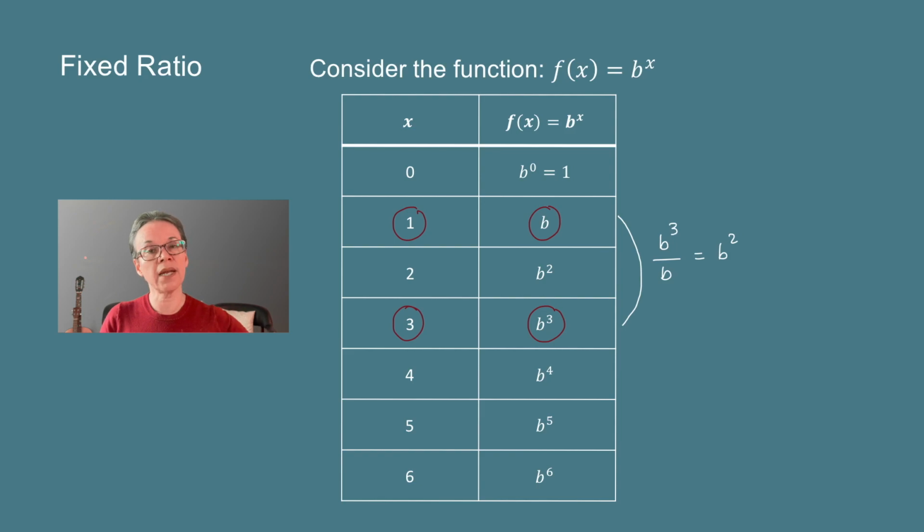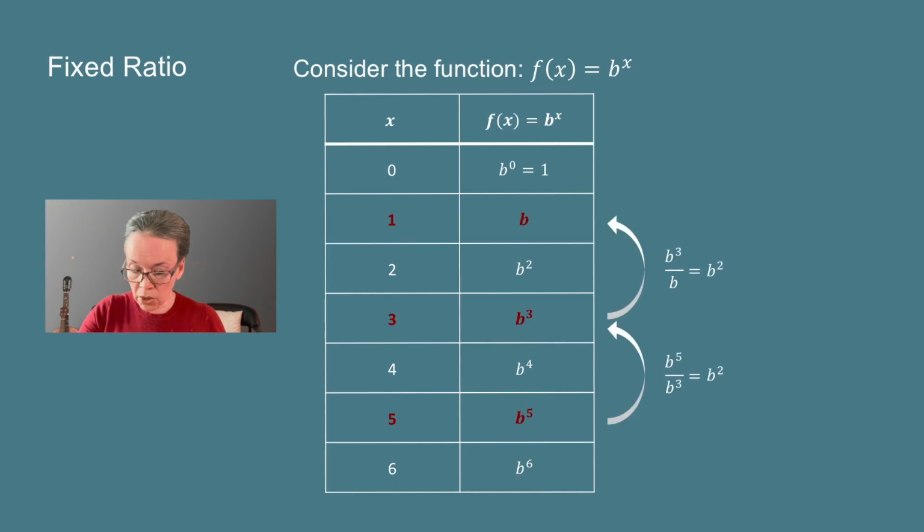And now let me continue being consistent. I'm going to keep jumping by two steps. So I'm going to go from b to the third to b to the fifth. We are going to find that if we go from b to the third to b to the fifth, notice over here, I'm forming the same ratio.